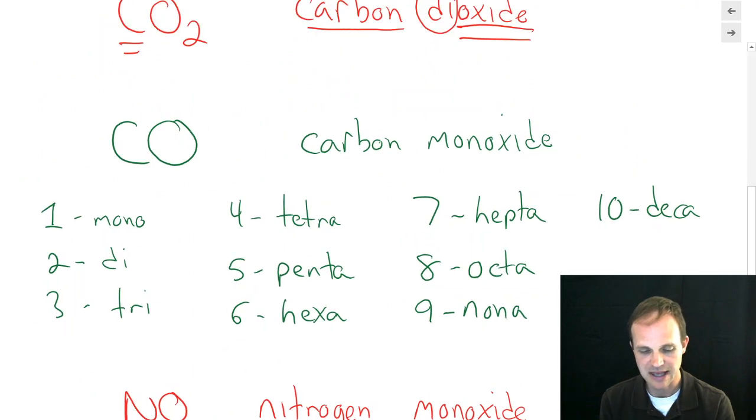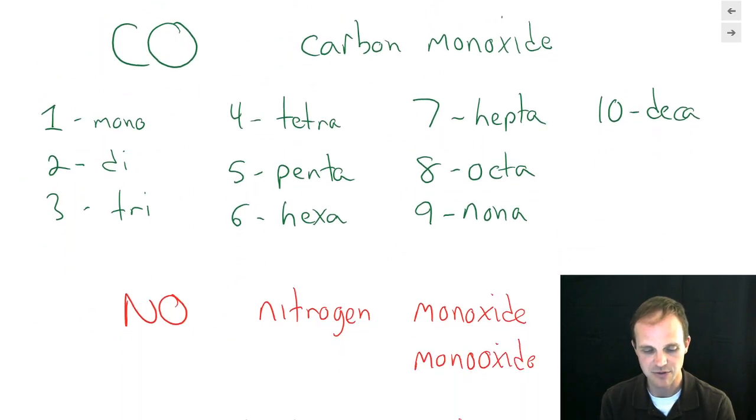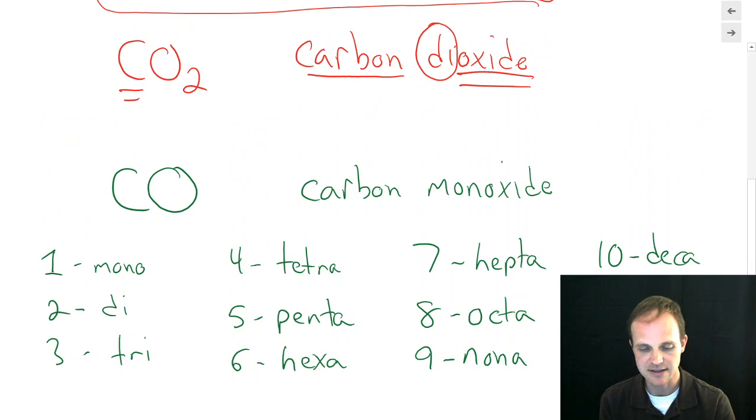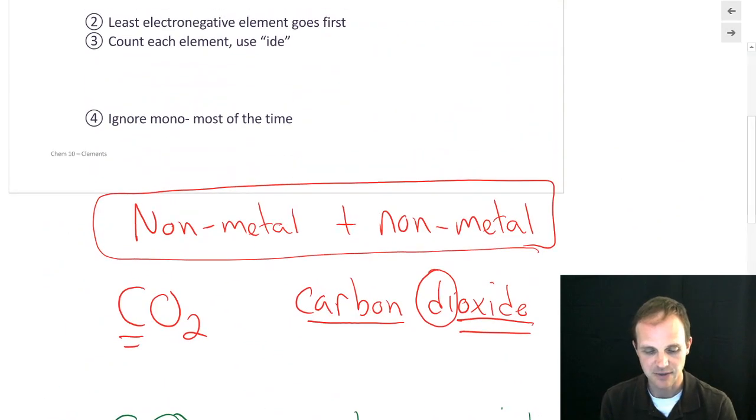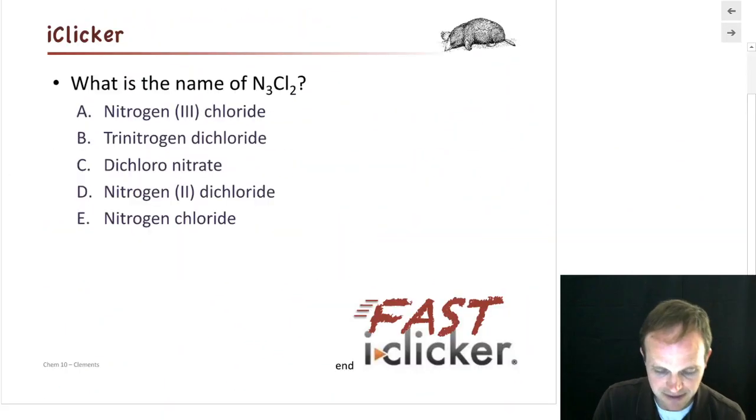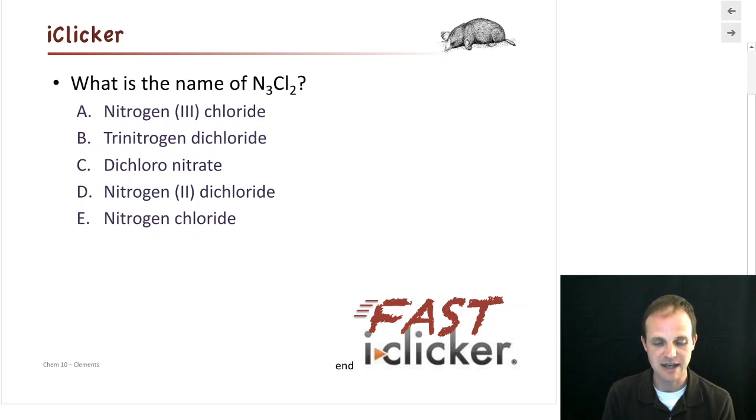Alrighty, remembering that table about the different numbers, mono, di, tri, etc. And that's how we can do that. Okay, so your turn. What's the name of N3Cl2? So take a moment to try to answer that one.